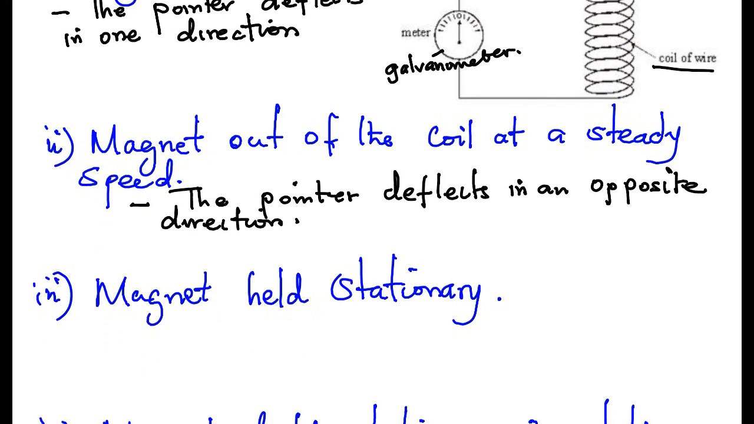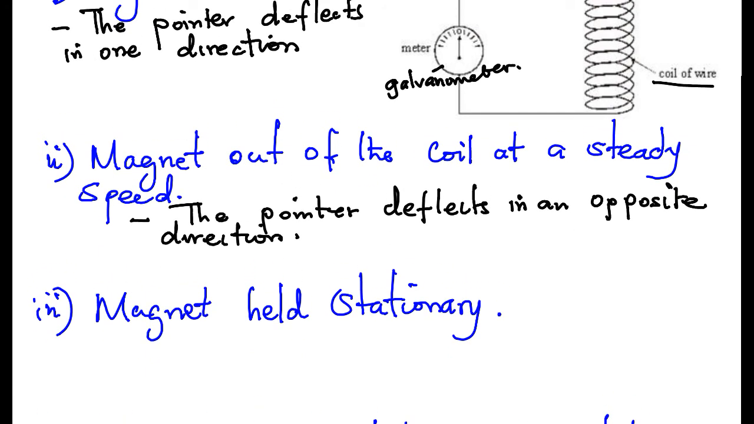What about when the magnet is held stationary? When the magnet is held stationary, no deflection of the pointer takes place.